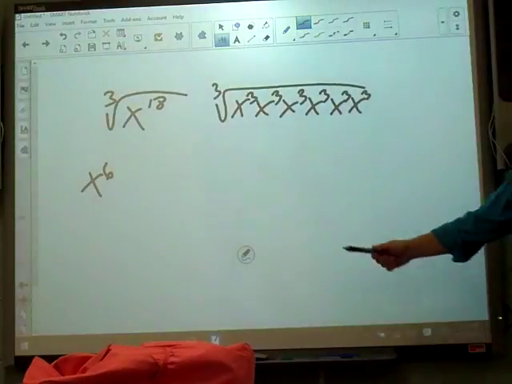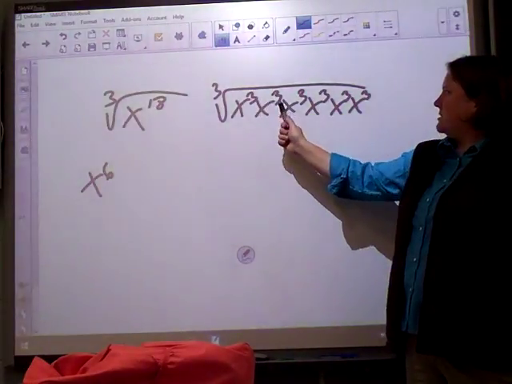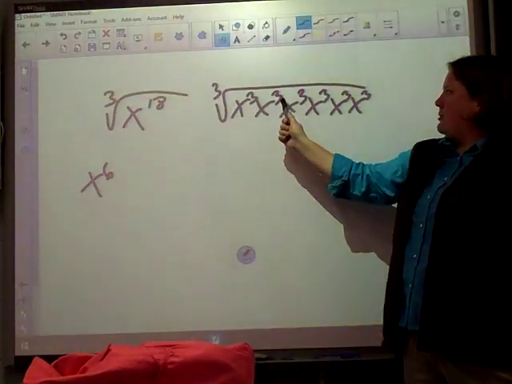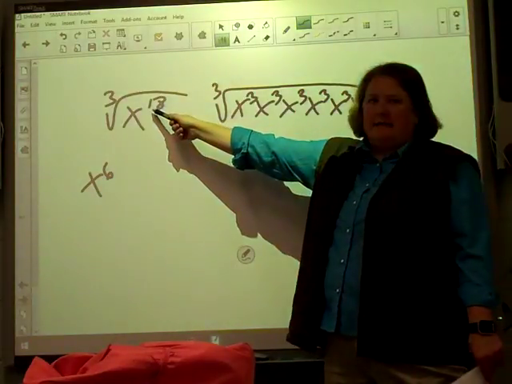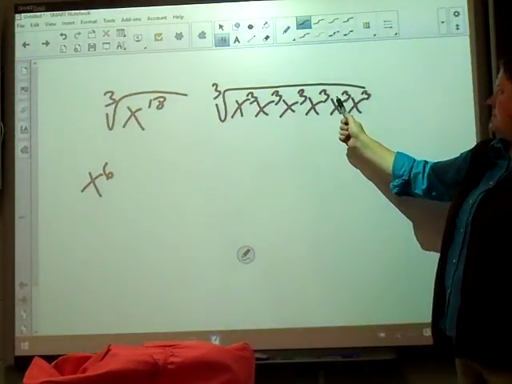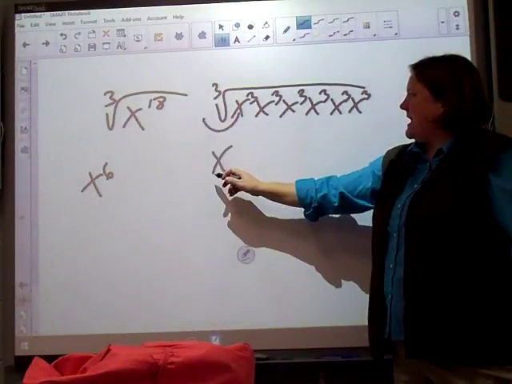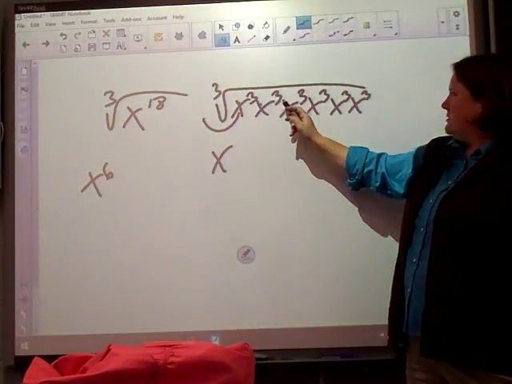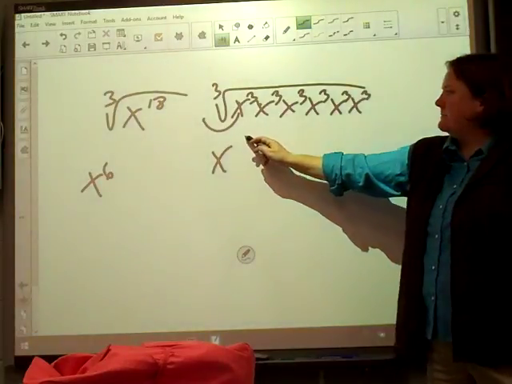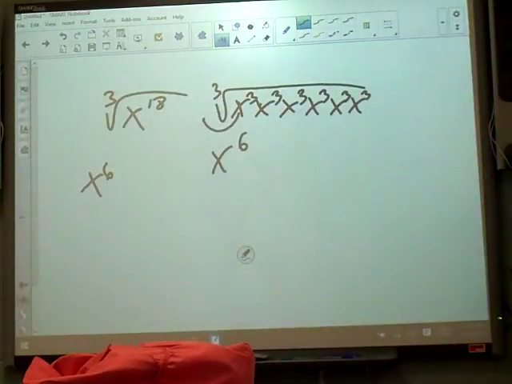Okay, so now since I wrote x cubed because it was a cube root, and I wrote as many of them as it took to add to 18: 3, 6, 9, 12, 15, 18. So the cube root of x cubed, that cancels out, and that's x. I have to do that 1, 2, 3, 4, 5, 6 times. So you get the same answer.